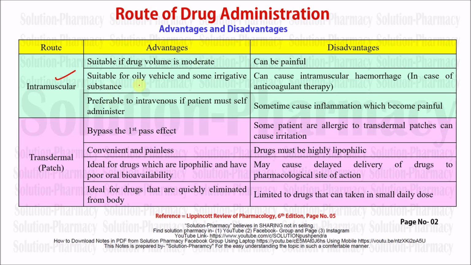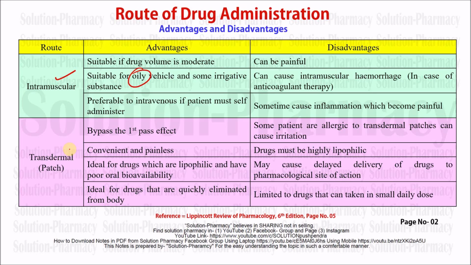The next advantage says suitable for oily vehicles and some irritative substances. Those drugs which are dissolved in an oily vehicle can be given by this intramuscular route, and also those drugs which are irritative in nature, but not for all, only for some cases. The next advantage says preferable to intravenous if the patient must self-administer. If you are going to take an injection by yourself, then you can go for this intramuscular route, and that is easy as compared to the intravenous route of drug administration.